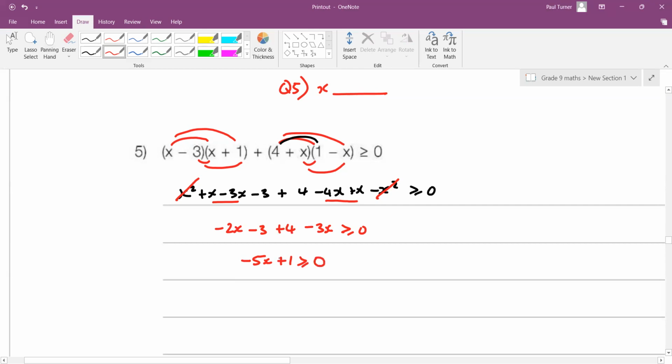So subtract 1 from both sides. Greater than or equal to minus 1, negative 1. And now you need to divide by negative 5. So this will cancel. And then you're dividing by a negative number, so change the direction on your sign. And that will be 1/5. So you should have gotten that answer for question 5.